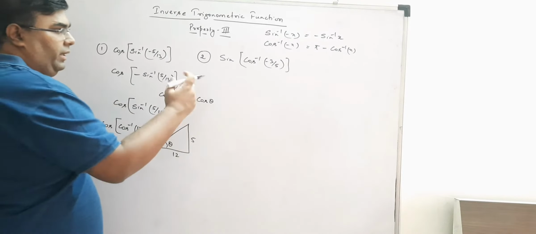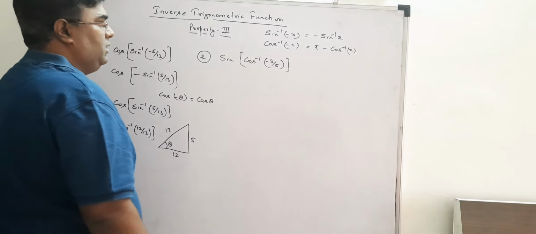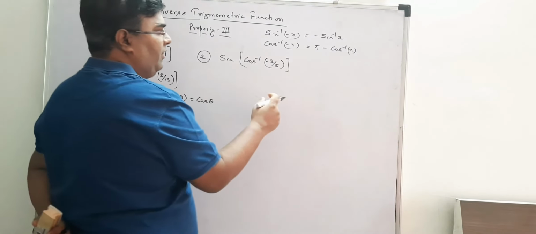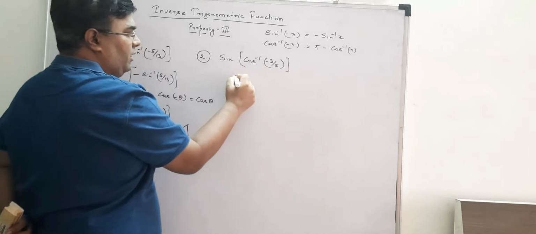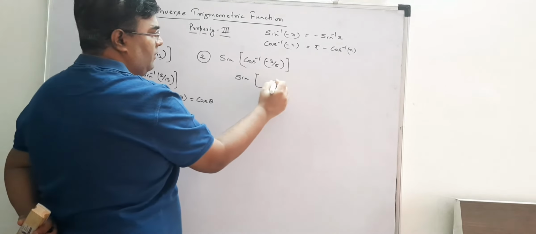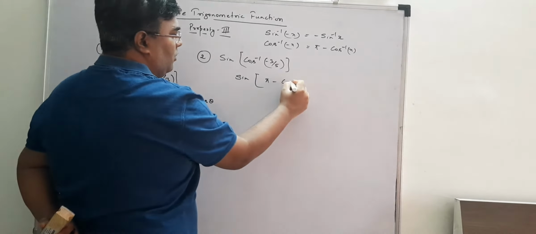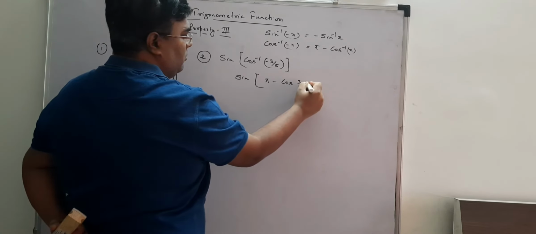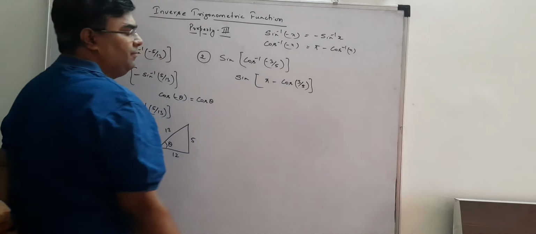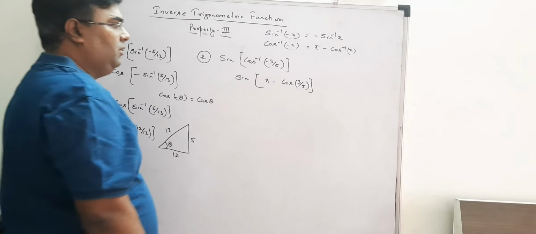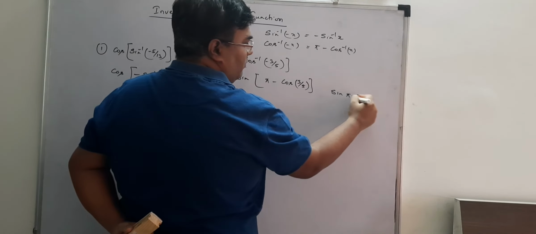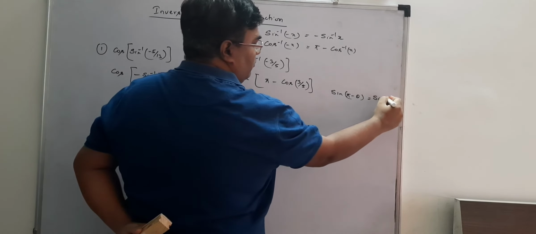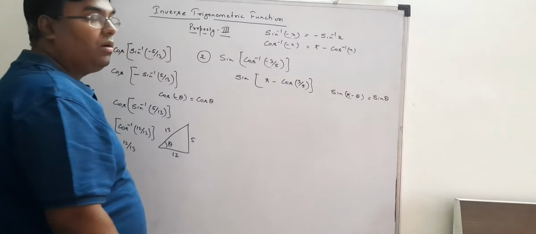Now taking this example, sine cos inverse minus 3 by 5. Cos inverse minus x is pi minus cos inverse x. So we can write sine of pi minus cos inverse 3 by 5, right? Now sine pi minus theta is equal to sine theta. Second quadrant, sine is positive.